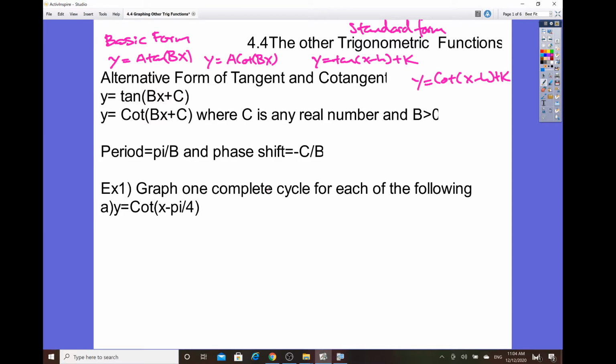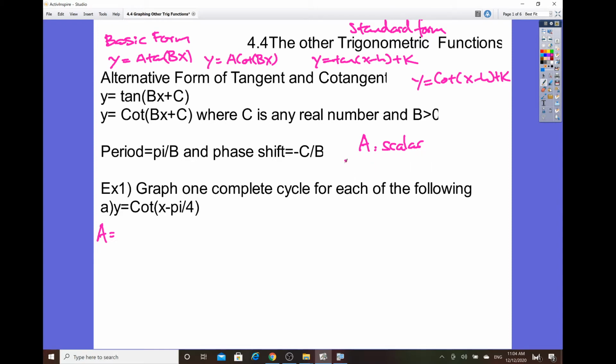Now let's graph one complete cycle of each of the following: y equals cotangent of (x minus pi over 4). We start with identifying the value of a. Keep in mind that a is not the amplitude for cotangent and tangent. A is just a scale factor. It shows whether it's stretching or shrinking, which I'm going to show you on the next slide.